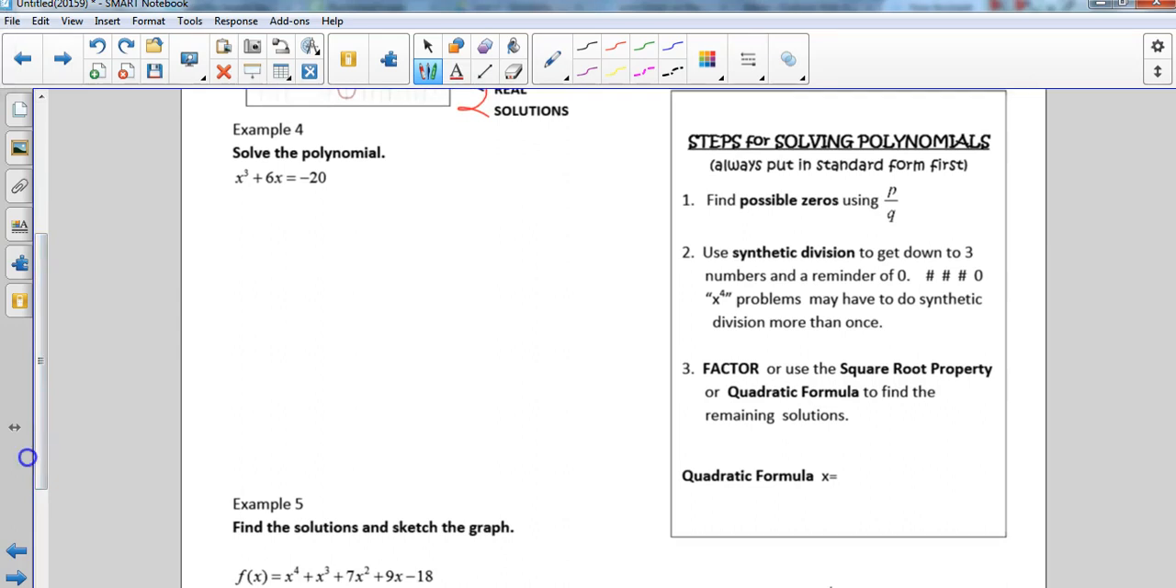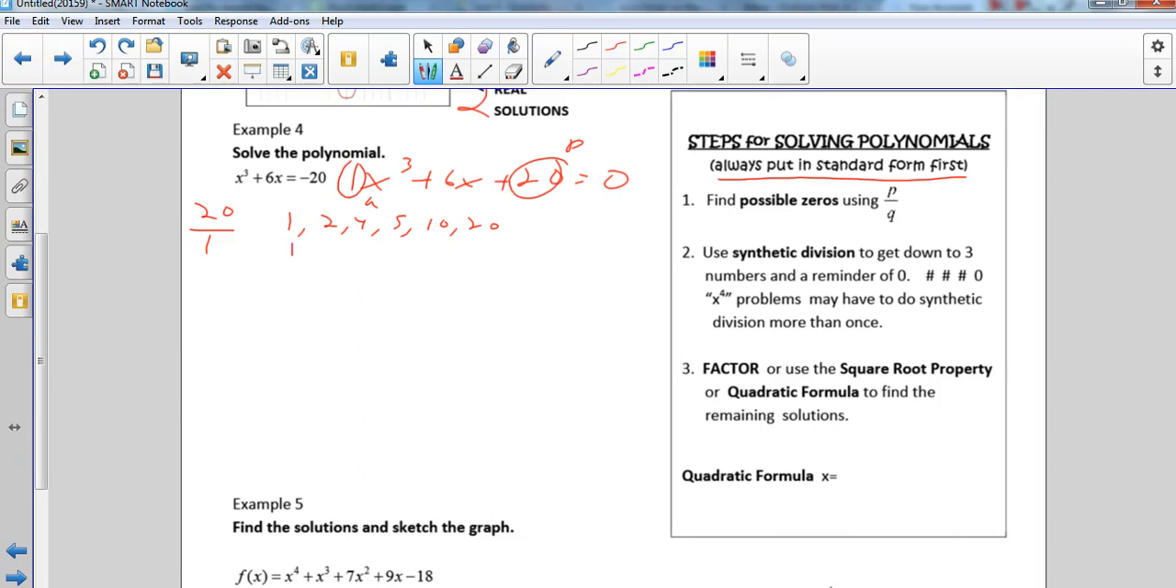Let's move on to example 4 here, solving the polynomial. Well, in this case, this one's not ready yet. We need to rewrite this in standard form. Now, we can do our P's and Q's. P, Q. 20 over 1. So 1, 2, 4, 5, 10, 20. Those are our possible solutions, or possible factors of 20. Possible factors of 1 or just 1.